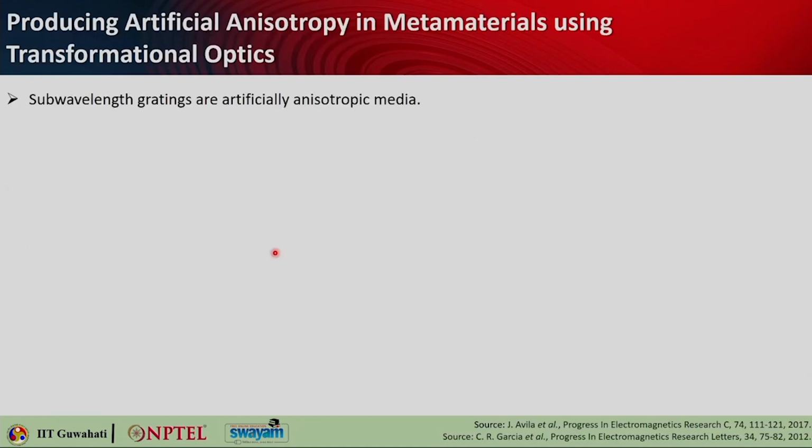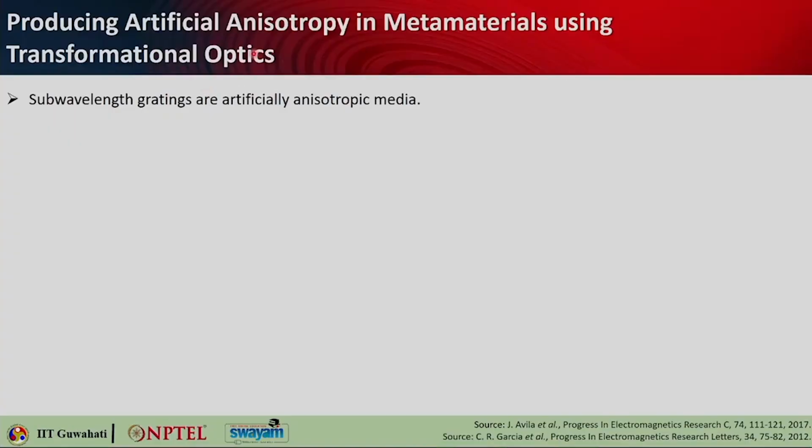So, now we understood that carpet cloaking, though the application becomes limited, is more realizable, because you can think of permeability to be always 1. So, you can deal with all non-magnetic materials, and then the permittivity values are also very realistic, because you are able to avoid the extreme singular values like 0, infinity, very small or very large. Those things are very difficult to realize in real life. So, here you will see some methods of producing artificial anisotropy in metamaterials using transformation optics.